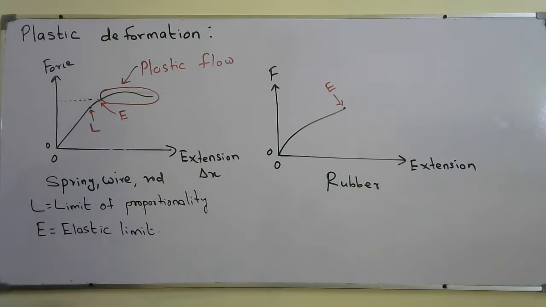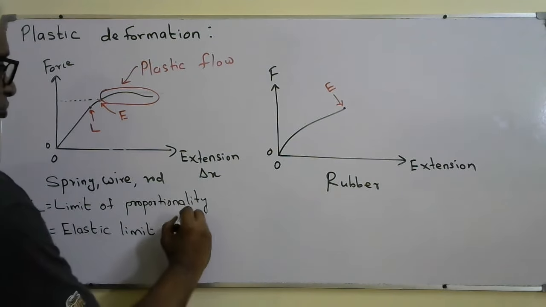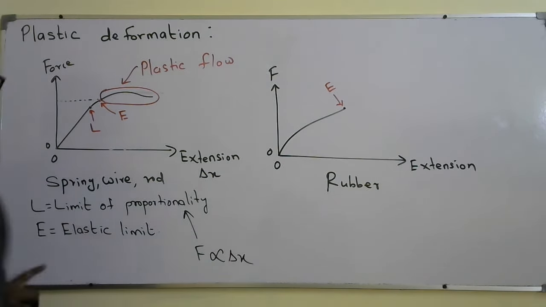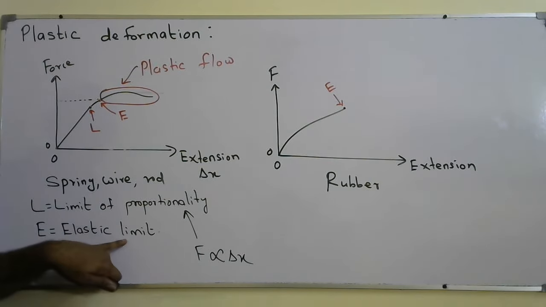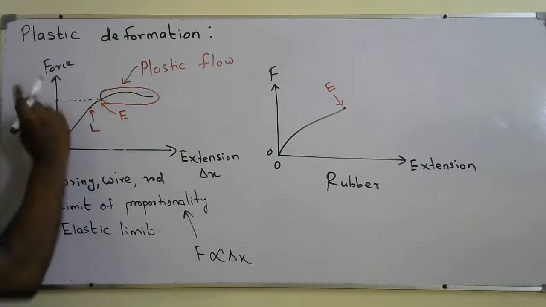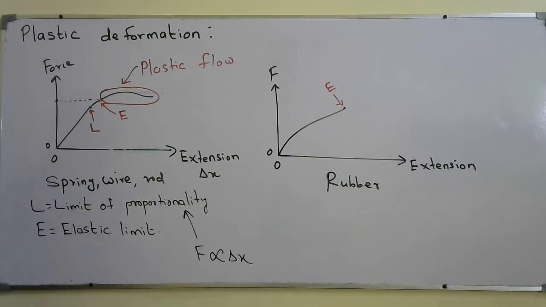Limit of proportionality L, up to which the graph is a straight line. This means force is directly proportional to extension. Then E is the elastic limit, beyond which there will be permanent deformation. If the applied force is more than this particular limit of force, there will be permanent deformation, that is plastic deformation.